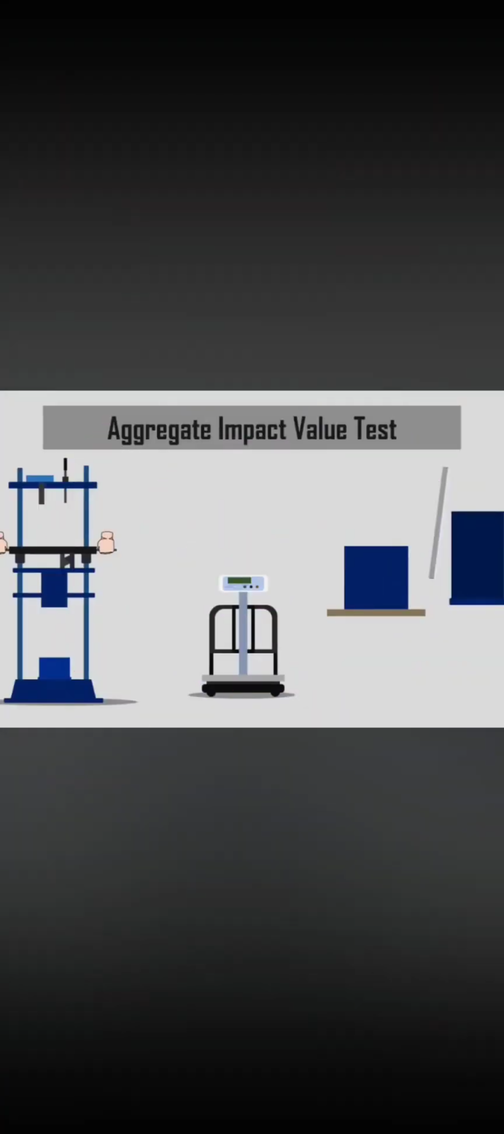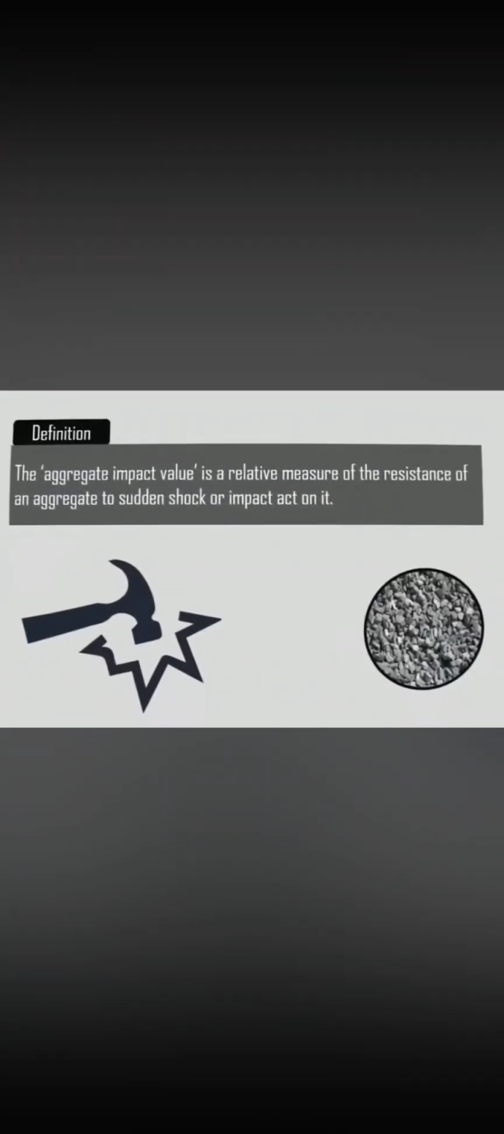Aggregate impact value test. The aggregate impact value is a relative measure of the resistance of an aggregate to sudden shock or impact acting on it.